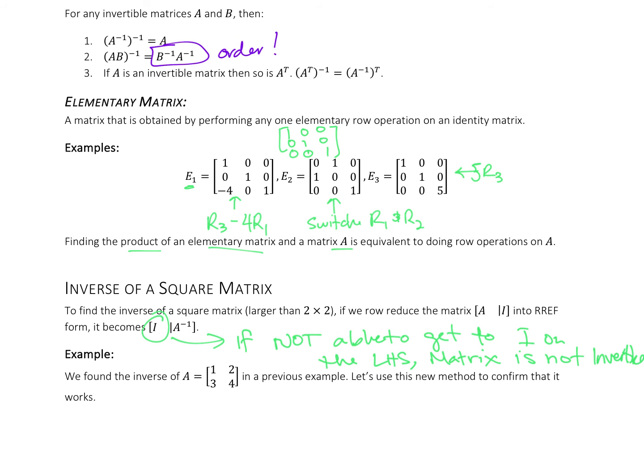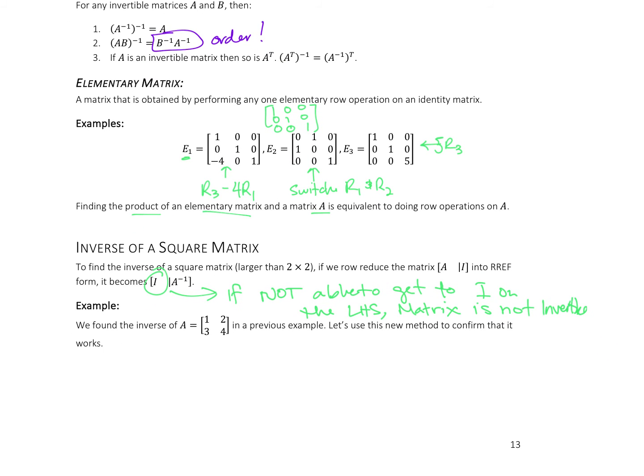So if it comes out to something where you end up with contradictions, or you end up not being able to get ones, if your pivot points disappear, whatever, that means we can't find an inverse here. All right, so we already know what the inverse of A is from that previous example, right? The inverse of A was -2, 1, 3/2, -1/2.